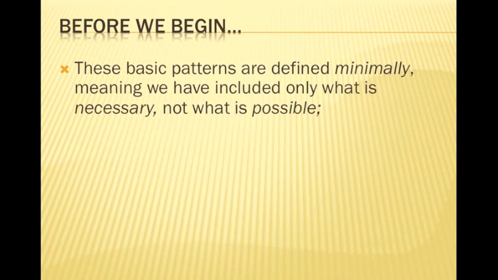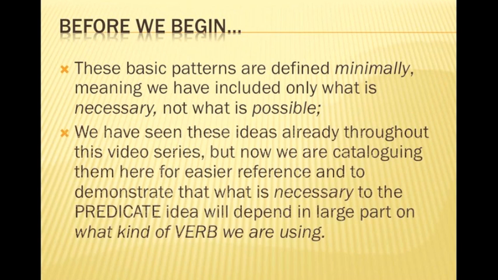So, before we begin, the basic patterns that we're going to see here are defined from a minimal perspective. Meaning we have included only what is necessary, not what is possible. Now, you've seen these ideas already throughout the entire video series, but now we're cataloging them here for easier reference and to demonstrate that what is necessary to the predicate idea will depend in large part on what kind of verb we are using.